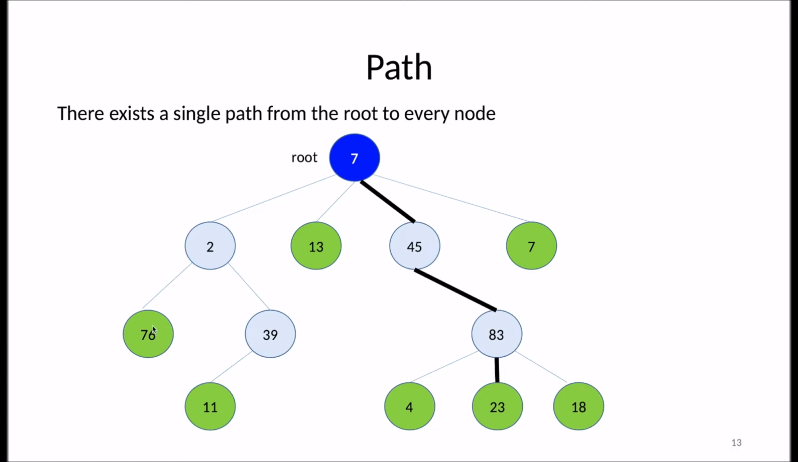So we can see there's exactly one path from node 7 to node 76, or from 7 to 2, or from 7 to 11. If there were more than one path from the root node to a particular node in a tree, it would not be a tree anymore.